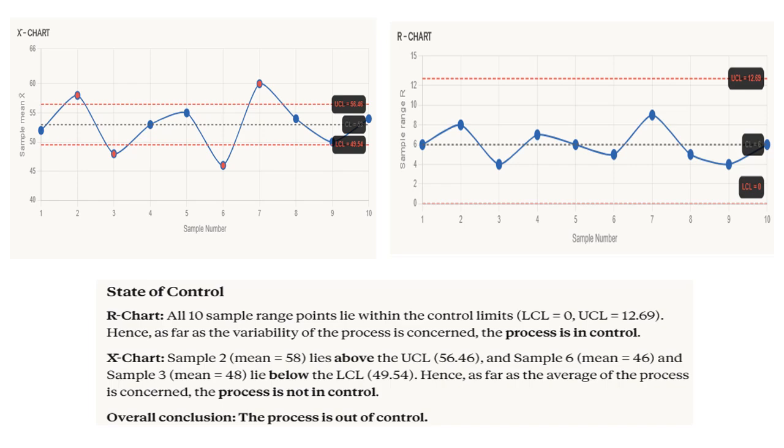Whereas in the range chart, all the 10 sample range points lie within the control limits. Hence, as far as the variability of the process is concerned, the process is in control. So, according to the mean chart, the process is not in control, and according to the range chart, the process is in control. Therefore, we come to an overall conclusion that the process is out of control, because both charts should be under control. Since one of the charts is not under control, the process is out of control.